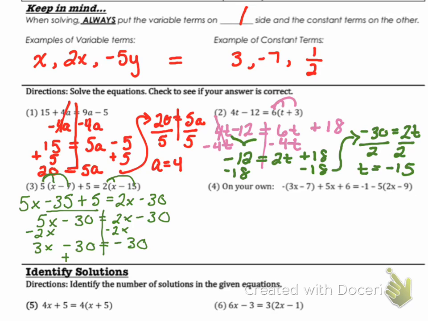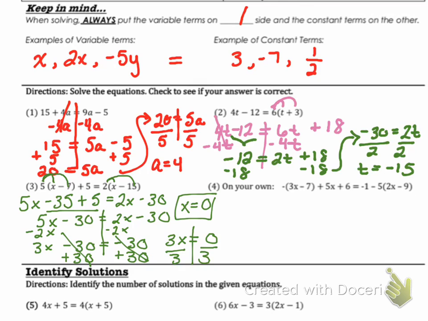And then I'll add 30 to both sides. And notice how this cancels out, and this also cancels out, which just means it's 0. So I'm left with 3x is equal to 0. And then I can show that I would divide both sides by 3, but I get a value for x that is 0. And remember, that's okay. You can have 0 as a solution. So try number 4 on your own.